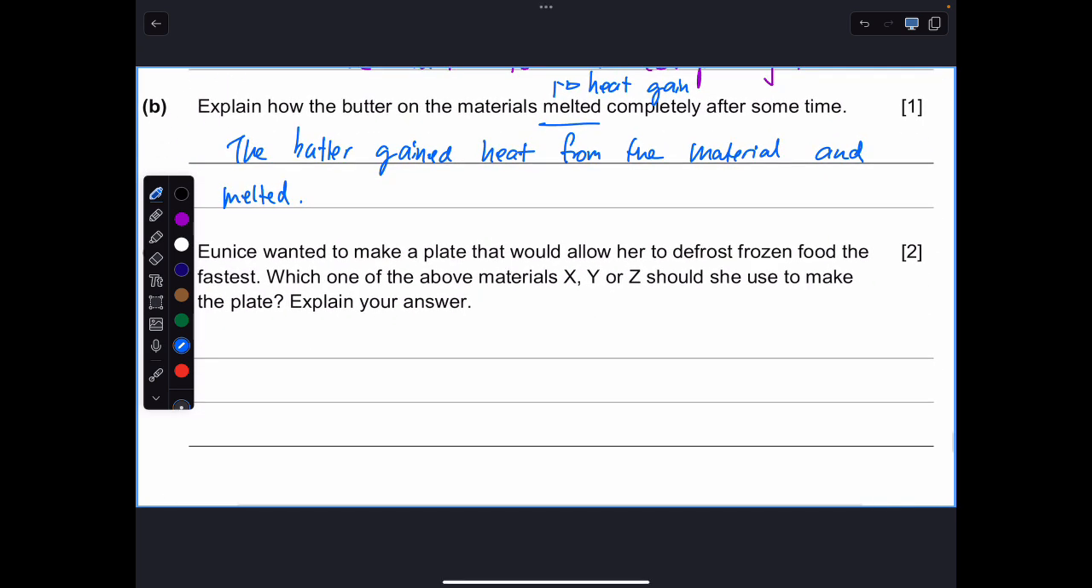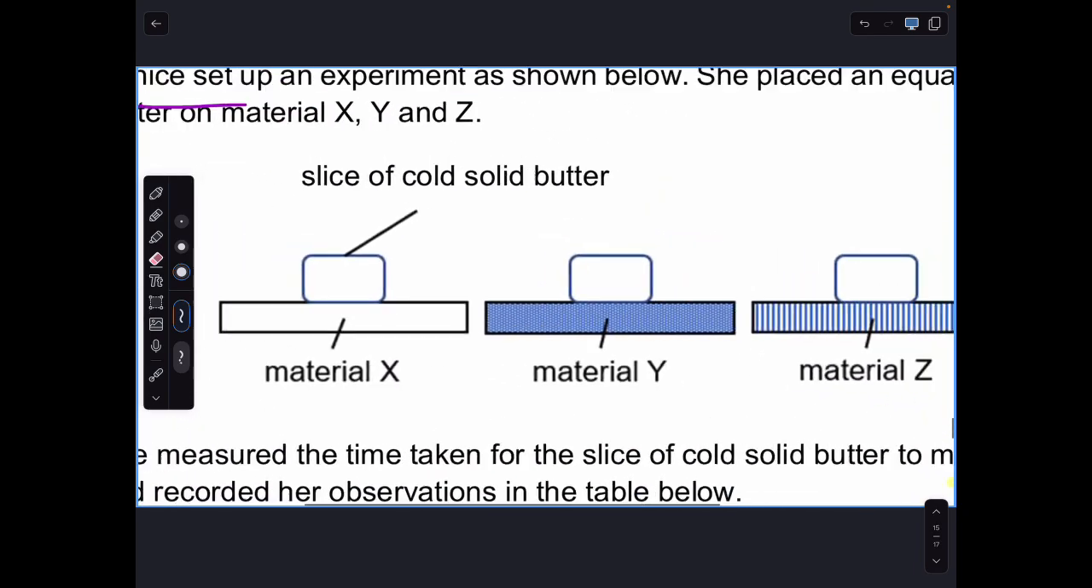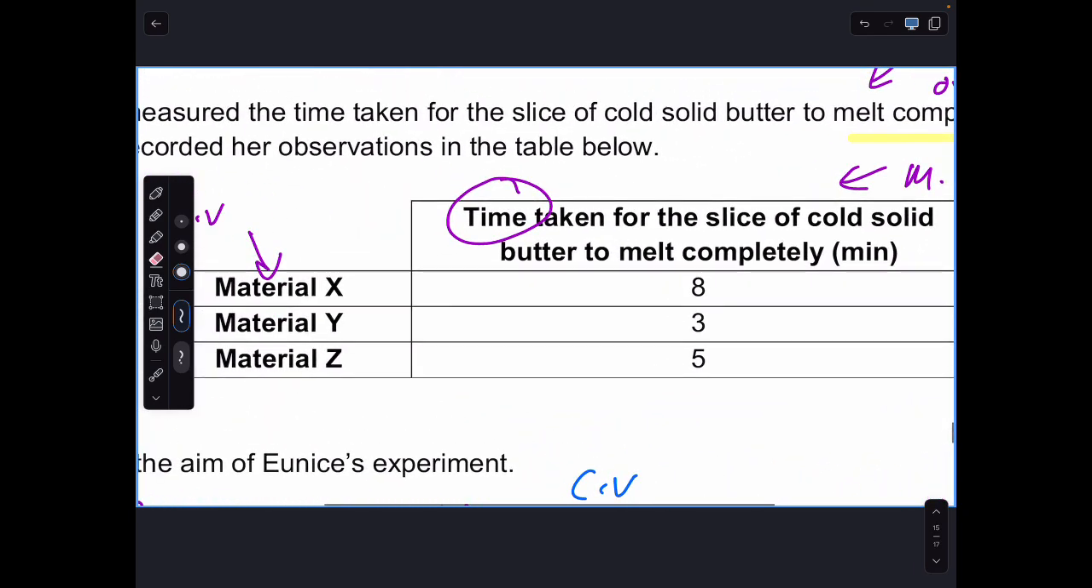Next, Eunice wanted to make a plate that would allow her to defrost frozen food the fastest. So defrost frozen food means that the frozen food must gain heat quickly, correct? So to gain heat quickly, okay, it needs to be on a material that is able to actually conduct heat very quickly. So how does it work? Let me explain to you. So from here, the one that I will pick is actually material Y. Because material Y took the shortest time for the cold butter to melt.